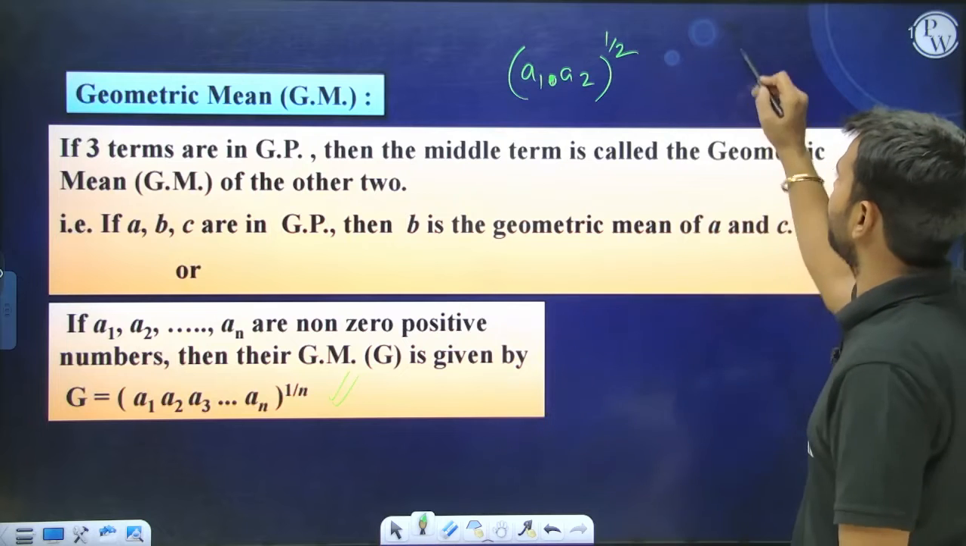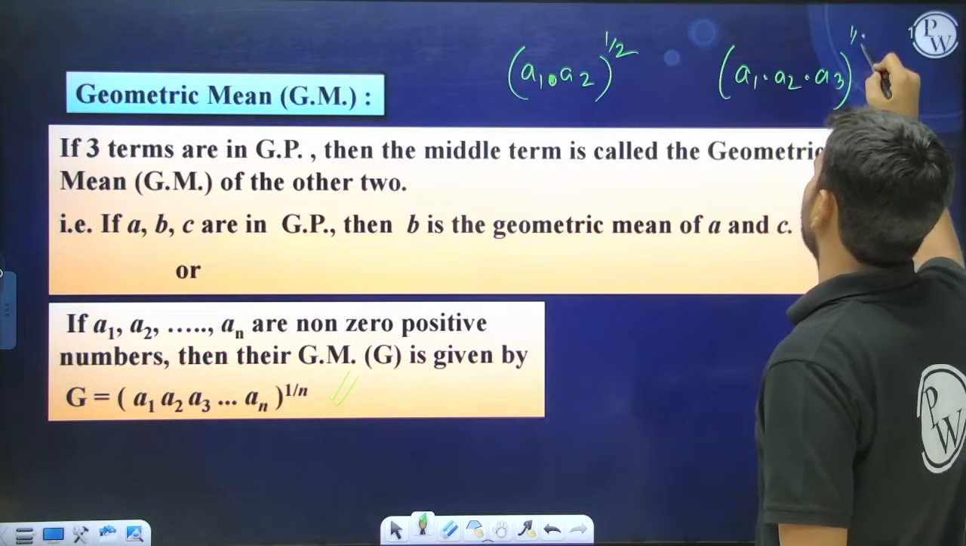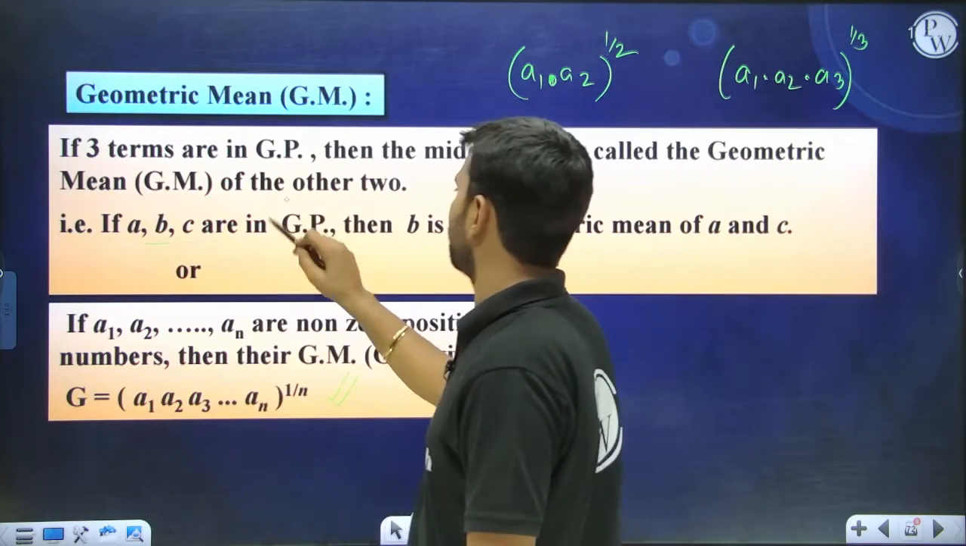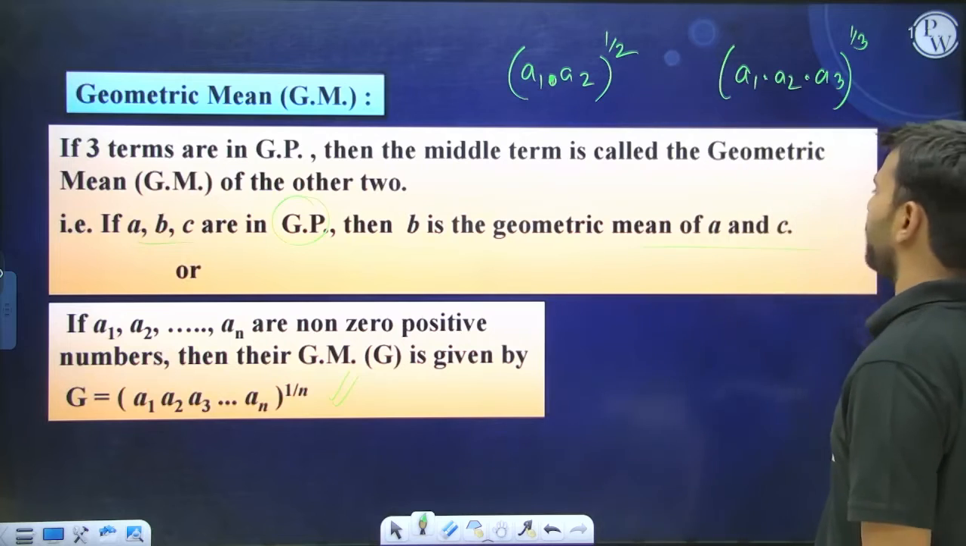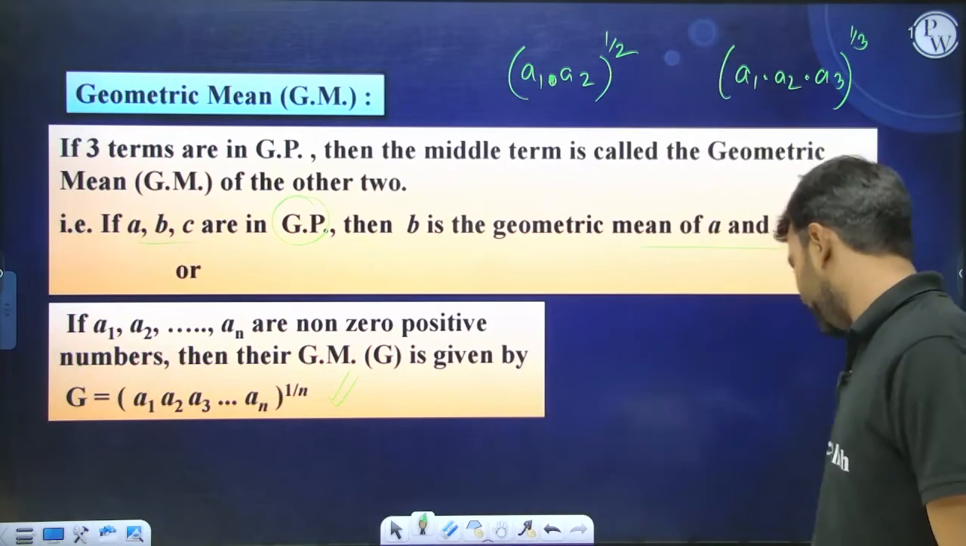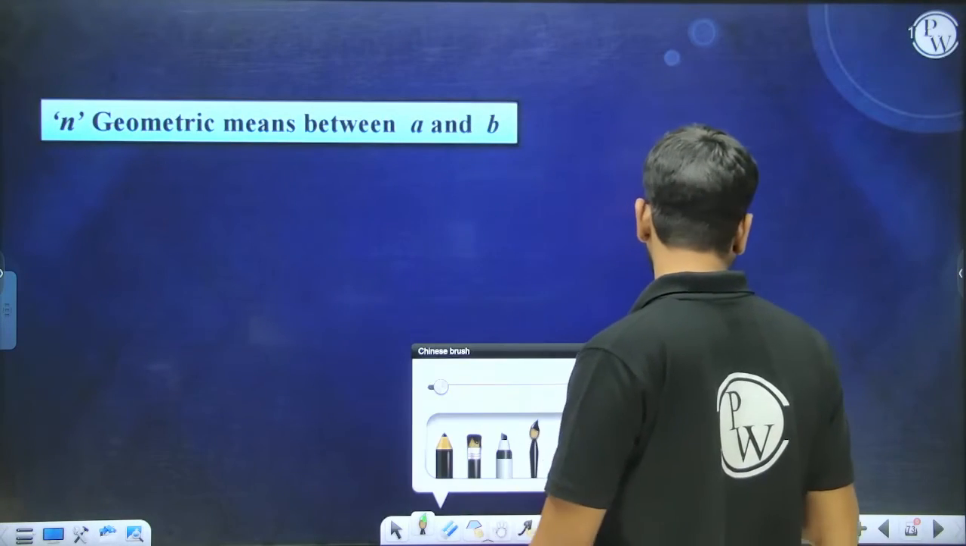If there are three numbers A1, A2, A3, then their geometric mean will be written as the multiplication of all the numbers raised to the power 1 by 3, and so on. If A, B, C are three numbers given to you in a GP, then the geometric mean of A and C is nothing but B. So B can be written as A into C raised to the power 1 by 2. Yes, and arithmetic means inserted between A and B.